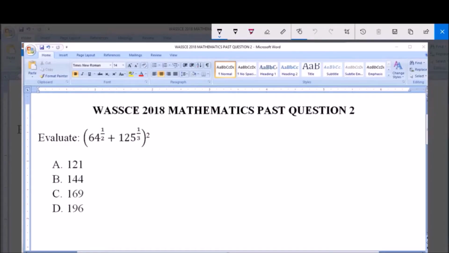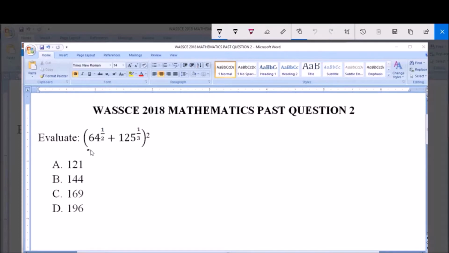I'll be answering WASC 2018 Mathematics Past Question 2. Evaluate 64 raised to the power of 1 over 2 plus 125 raised to the power of 1 over 3, all in the brackets square. Now A is 121, B 144, C 169, and D 196.